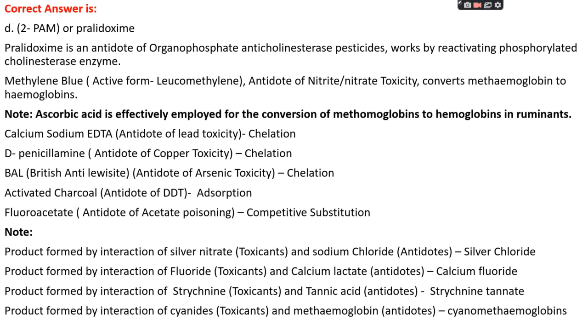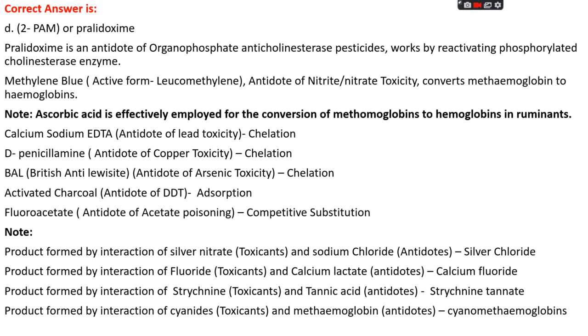Activated charcoal, which is the antidote of DDT, works by an adsorption mechanism. Similarly, fluoroacetate is given as an antidote of acetate poisoning, and it works by competitive substitution of acetate. The product formed by the interaction of silver nitrate, a toxicant, and its antidote sodium chloride is silver chloride. The product formed by the interaction of fluoride, the toxicant, and its antidote calcium lactate is calcium fluoride.